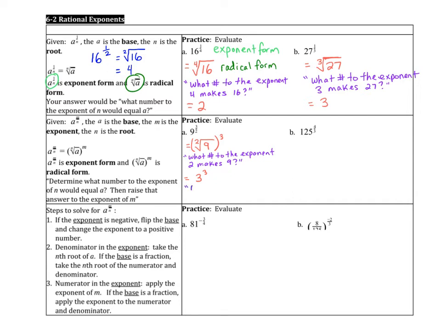So now give that number an exponent of 3. So 3 to the exponent 3 is equal to 27.